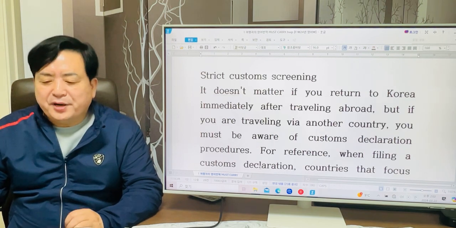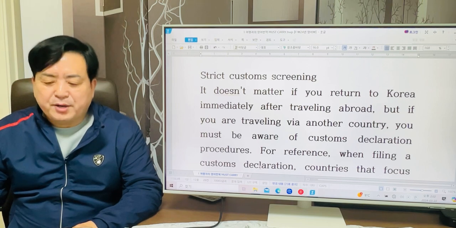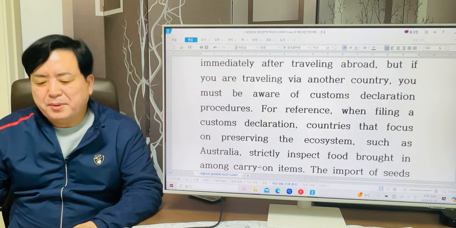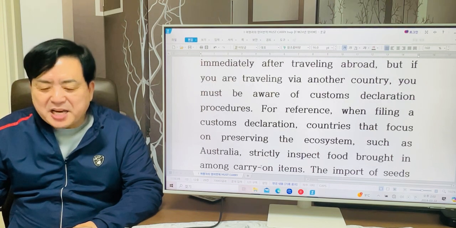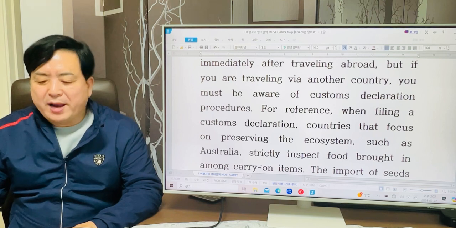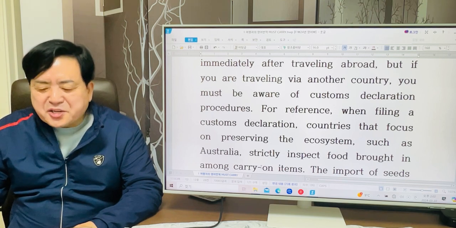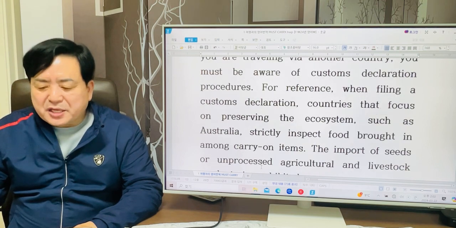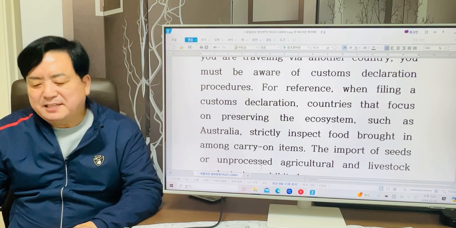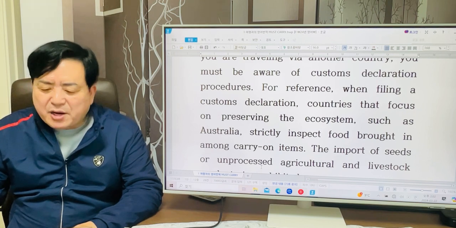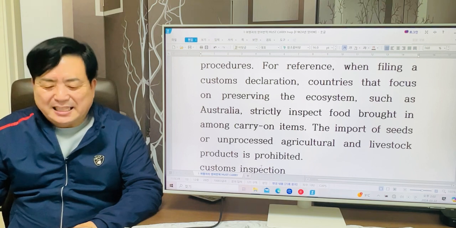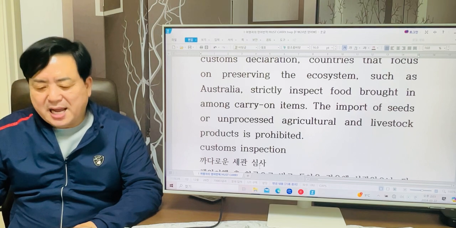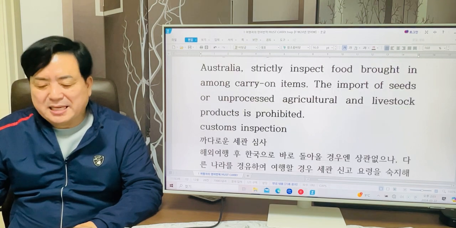Strict customs screening. It doesn't matter if you return to Korea immediately after traveling abroad, but if you are traveling via another country, you must be aware of customs declaration procedures. For reference, when filling out a customs declaration, countries that focus on ecosystem preservation, such as Australia, strictly inspect food brought in among carry-on items. The import of seeds or unprocessed agricultural and livestock products is prohibited in customs inspection.